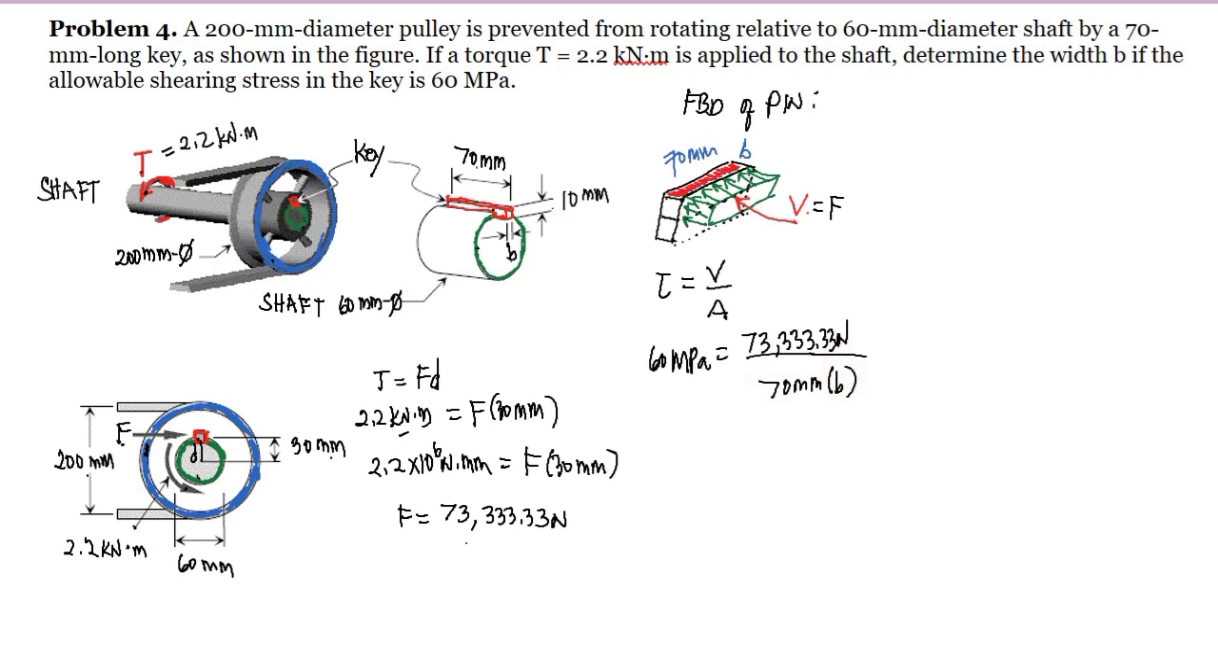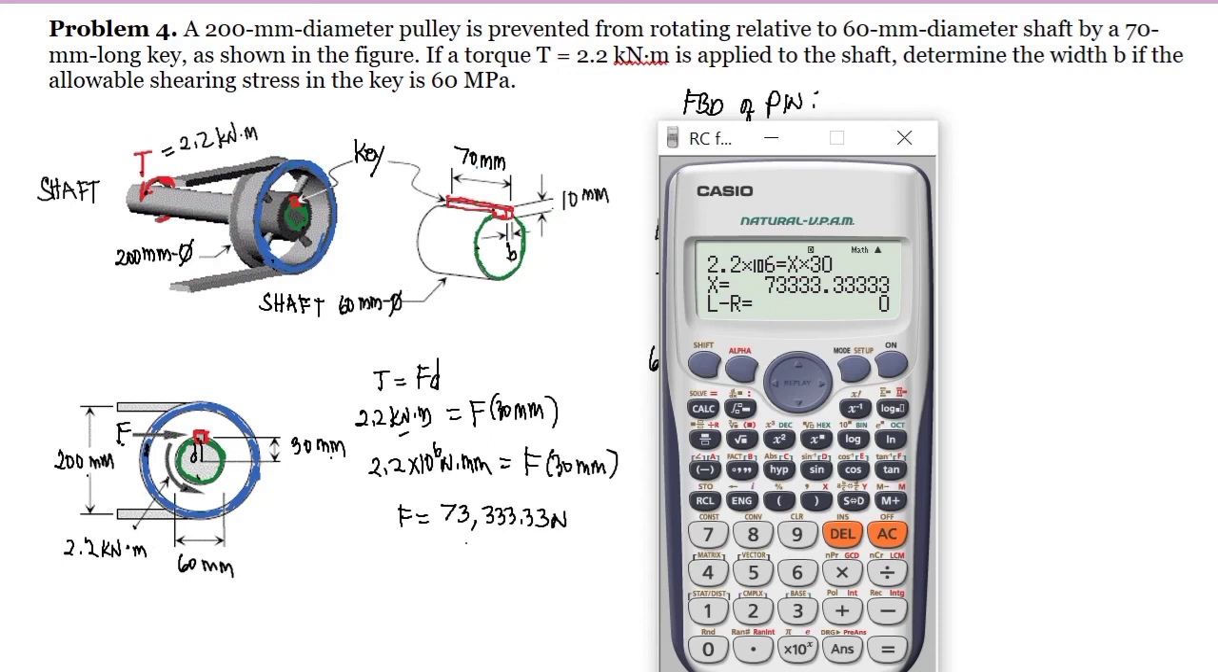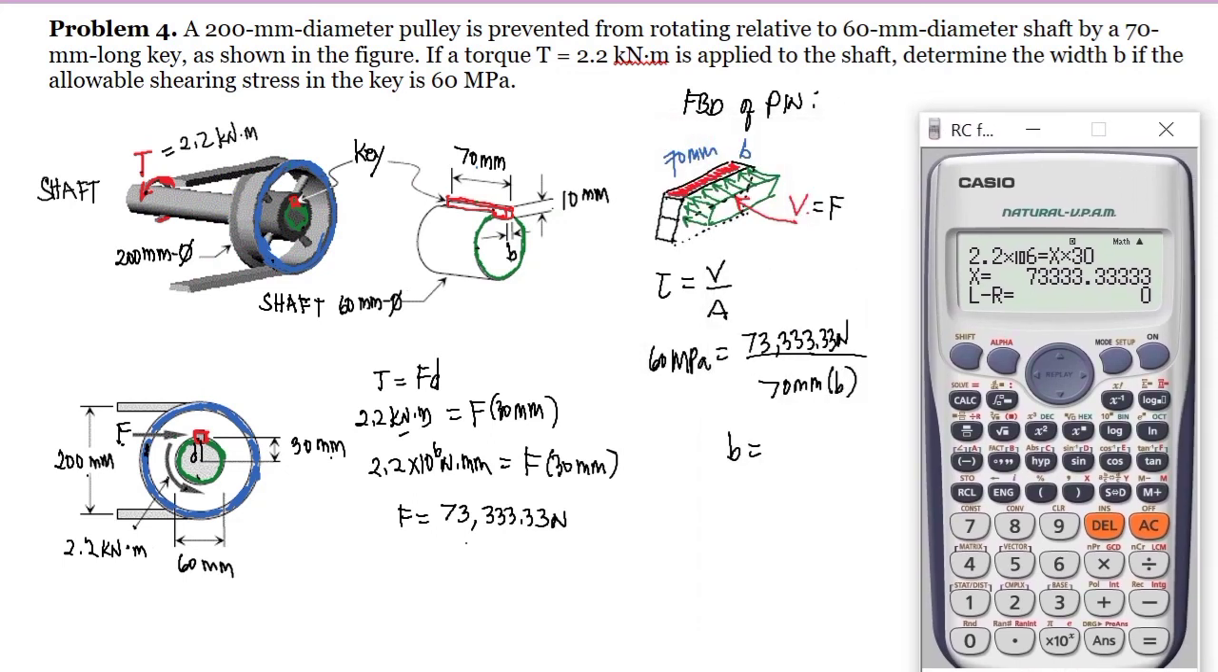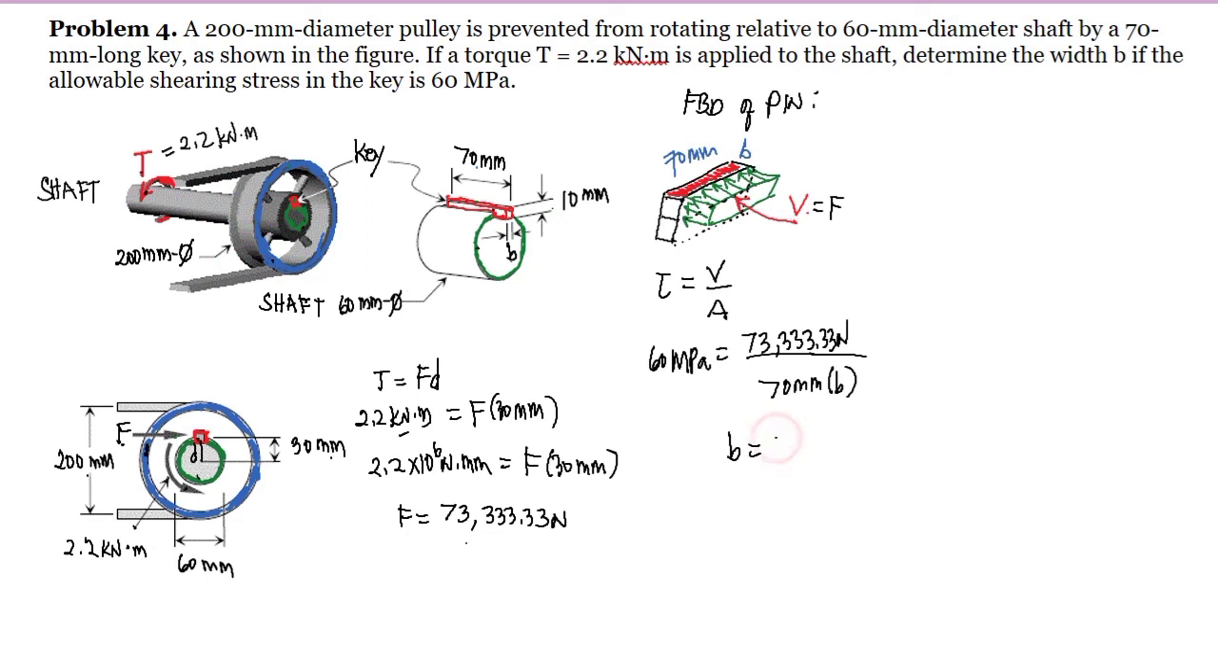So computing for the value of B, we have 60 is equal to 73,333.33 over 70 multiplied by X. Shift, solve, equals, and that would give us 17.46 mm. So this B here is 17.46 mm, and this is our answer.